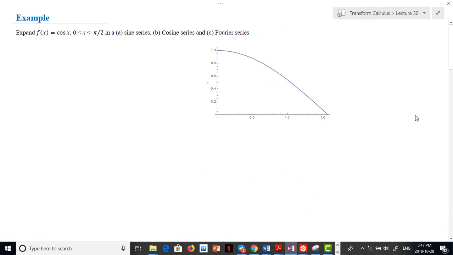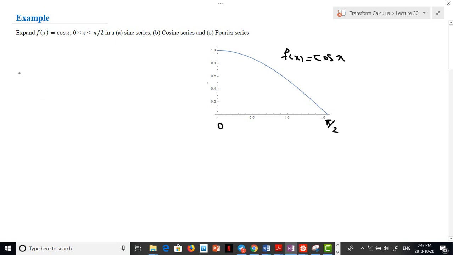In this example, we want to expand f(x) equal to cosine x, where x is in the range of 0 to pi over 2, in a sine series, in a cosine series, and at the end, we want to find the Fourier series. So here you can see the graph of the function. It's f(x) equal to cosine x, in the range of 0 to pi over 2.